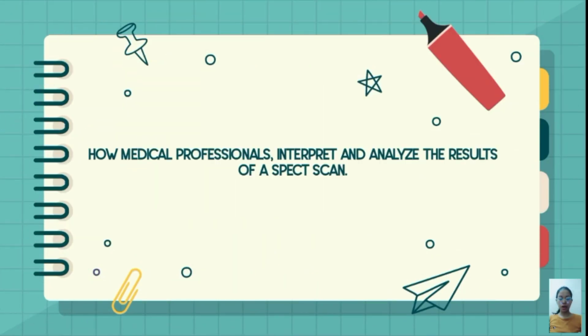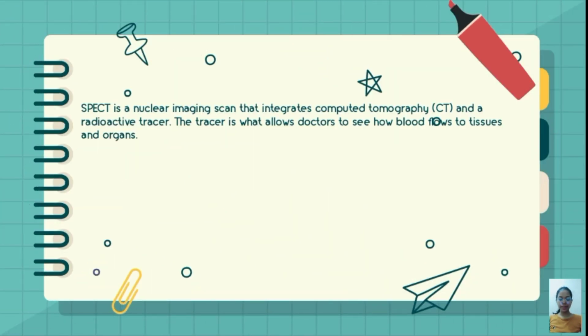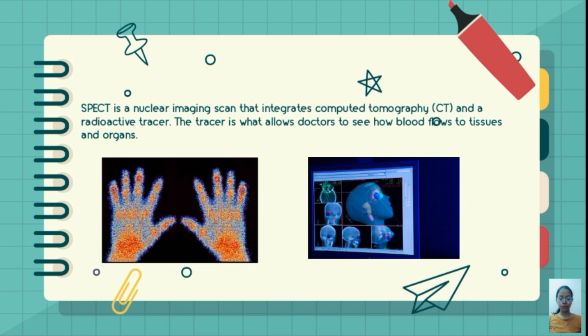Next is how medical professionals interpret and analyze the results of a SPECT scan. A SPECT scan is a nuclear imaging scan that integrates computed tomography and a radioactive tracer. The tracer is what allows doctors to see how blood flows to tissues and organs. The tracer is injected into your bloodstream. The tracer is radio-labeled, meaning it emits gamma rays that can be detected by the CT scanner.